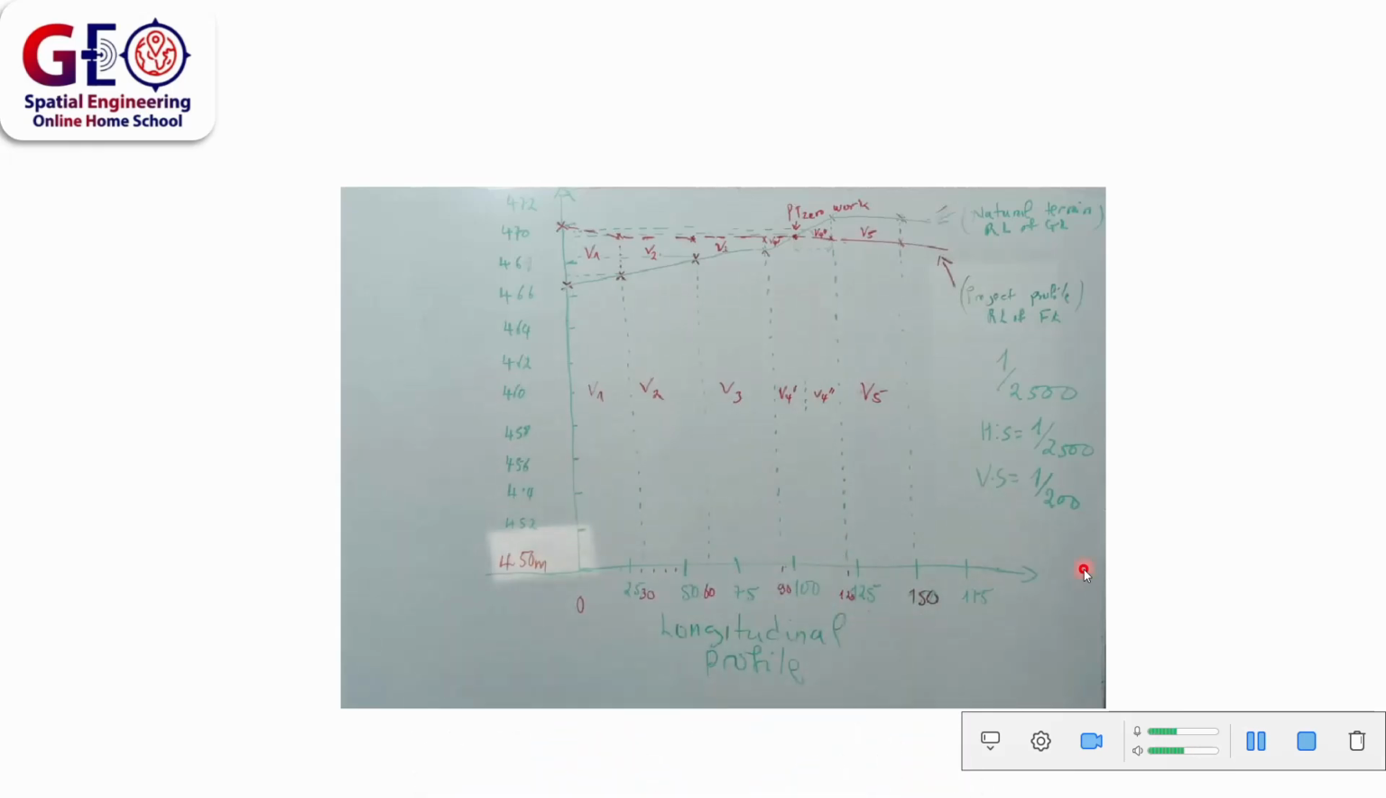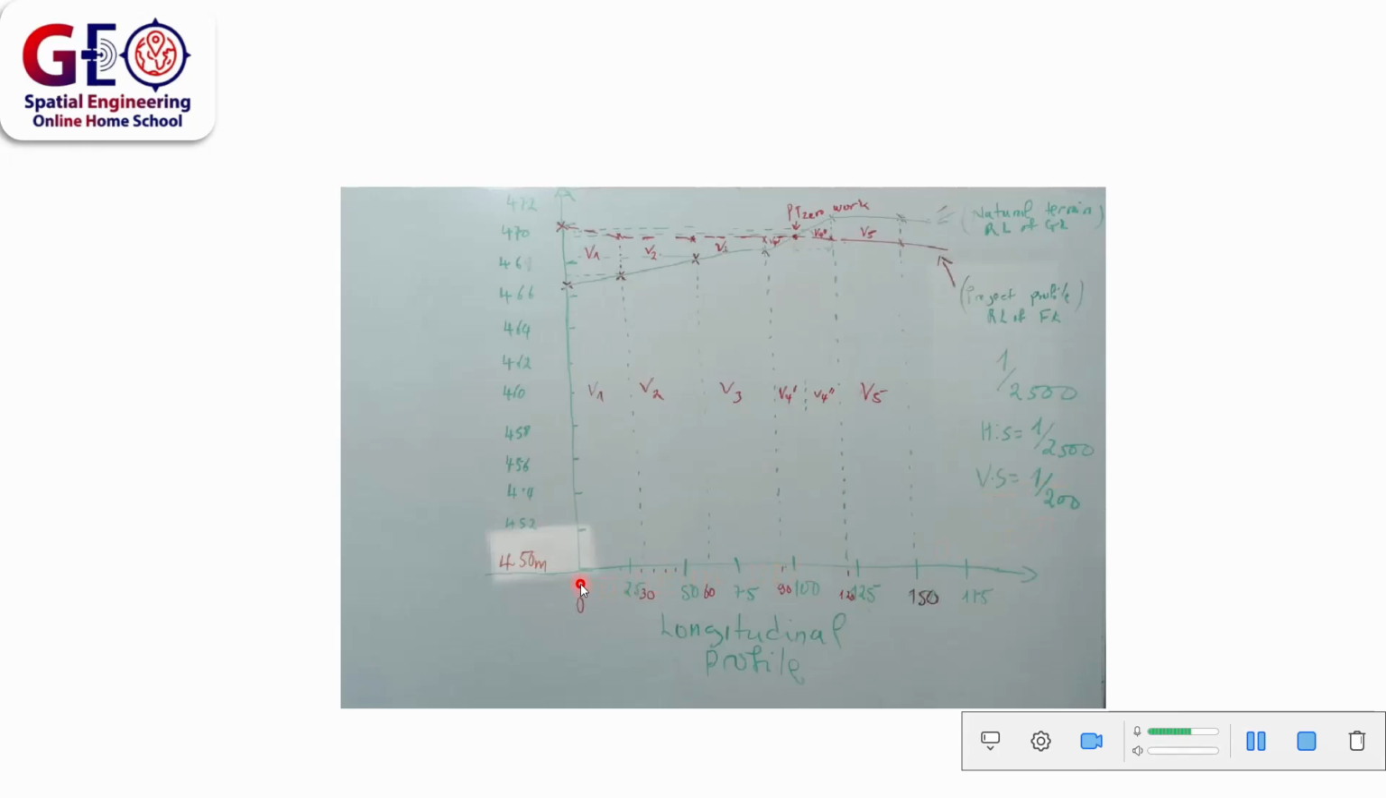Now, this is a representation of the longitudinal profile of GL and FL. The one in blue is actually the GL profile. From chainage 0, we choose a horizontal scale to represent it. Our horizontal scale was 1:2,500, and our vertical scale is 1:200.